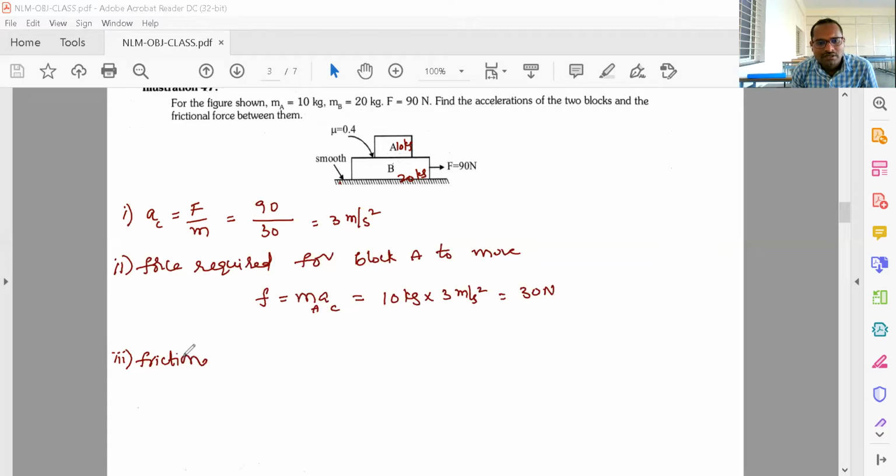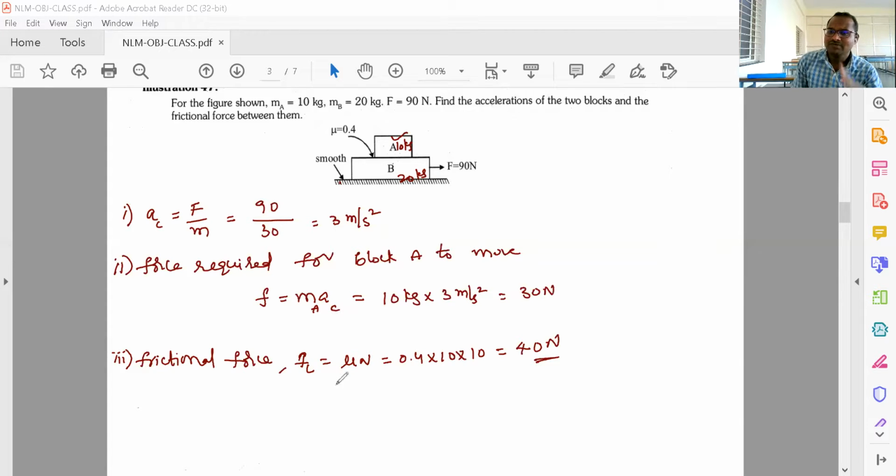So that is the third point. Actual frictional force, that is nothing but FL, limiting frictional force. How much is it? Mu into normal reaction. Mu value is 0.4. Normal reaction is due to the 10 kg block, so 0.4 into 10 into 10. That is 40 Newton. Clear? So the frictional force is more than the force required here. That means the limiting frictional force on block A could support the motion up to 40 Newton, but the force required is only 30 Newton.